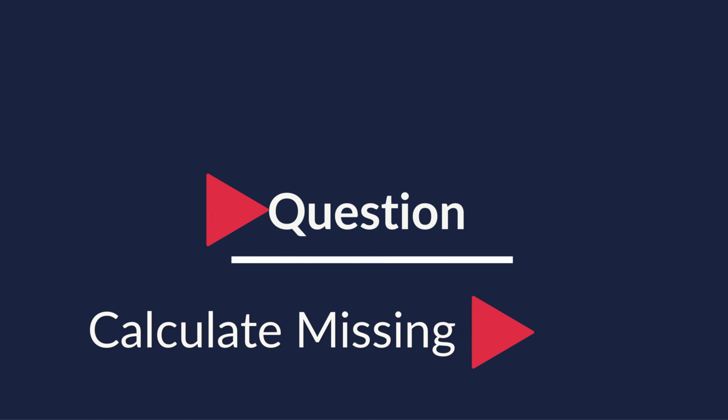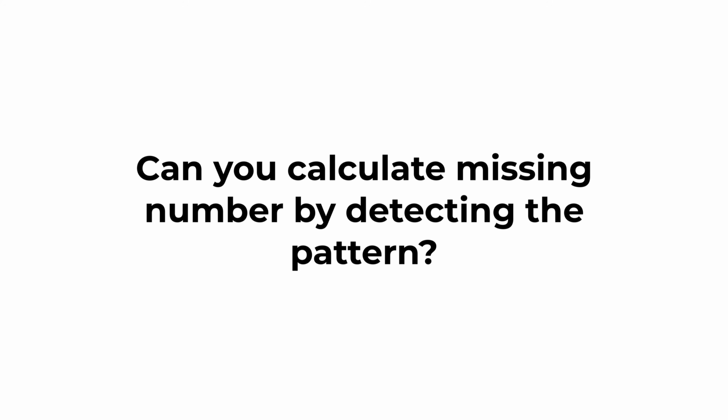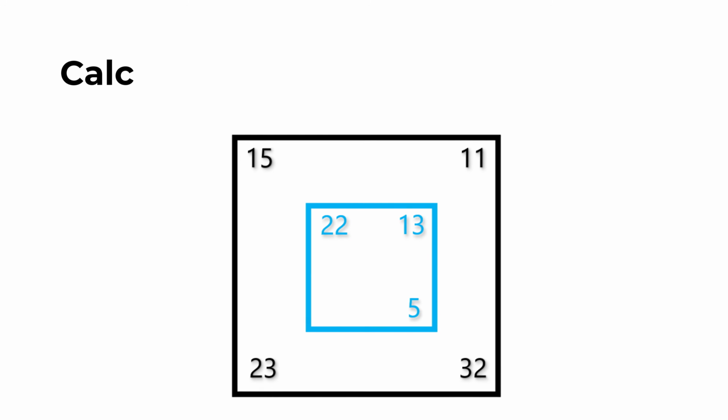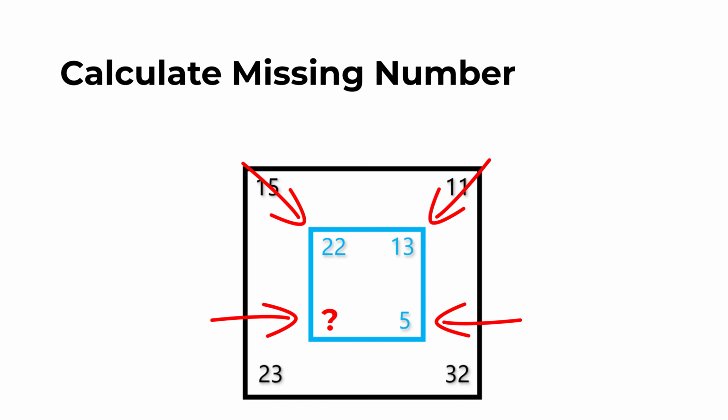This is a very interesting question which requires you to do calculations based on the pattern that you need to detect. You're presented with 2 squares. The small square is located inside the larger square. There are numbers in all corners of the larger square as well as in all corners of the smaller square.